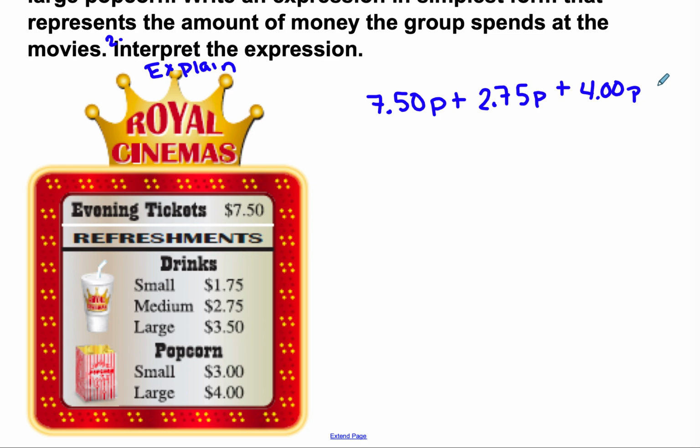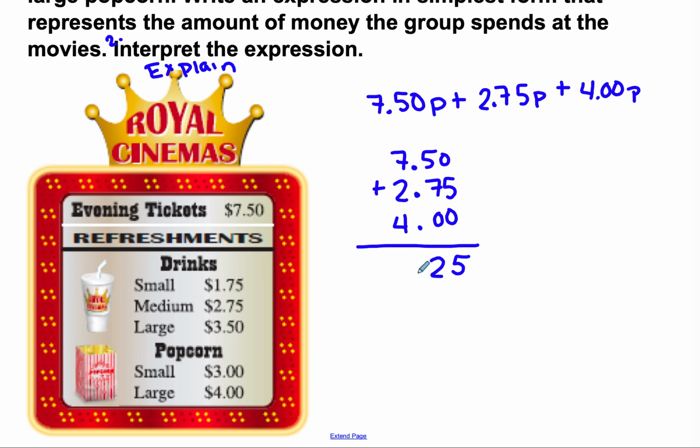Okay, all of those are like terms, and I need to combine them. So I'm going to forget about my variables for a moment. I'm going to line up my decimal points. And then I'm going to add. All right, I'm going to go ahead and just do them all in one addition problem. 0 plus 5 plus 0 is 5. 5 plus 7 is 12, plus 0 is still 12. Got to bring down that decimal. I'm going to carry my 1. 1 plus 7 is 8, plus 2 is 10, plus 4 is 14.